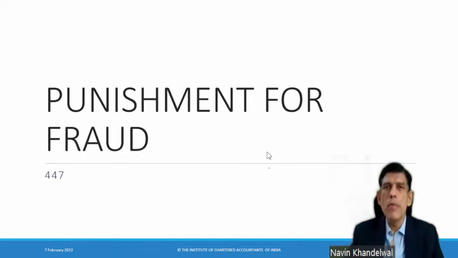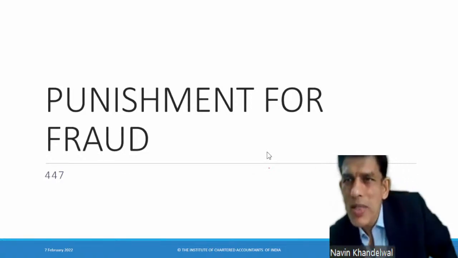But still, we all know that in spite of such harsh provisions introduced into the law, there have been instances and frauds committed in the corporate world, knowingly or unknowingly, of this particular section. So what does this section say?